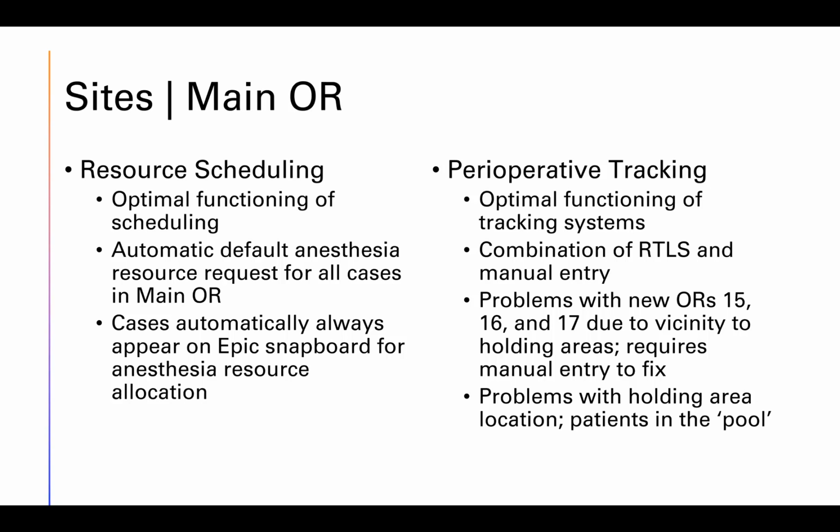However, when it comes to perioperative tracking, again, the main OR is one of the optimal places where we have all the trackers in place. All the operating rooms have them, and all the preoperative and postoperative areas have them. However, there are certain ORs. We had new ORs that were built just over a year ago, which we call 15, 16, and 17. They're very close to the preoperative and postoperative areas.